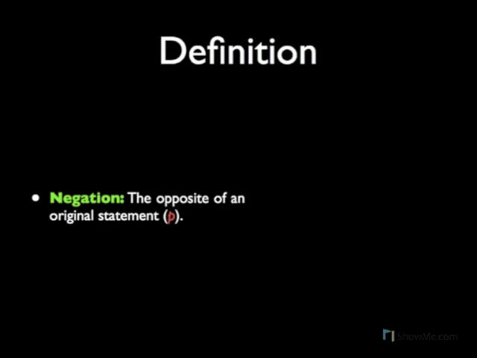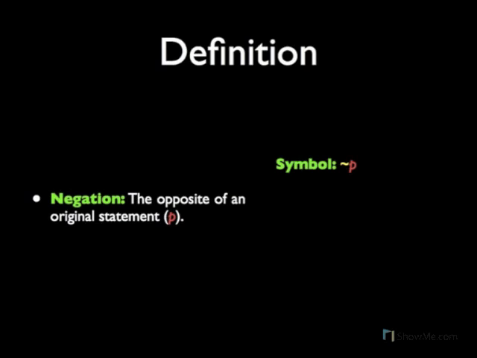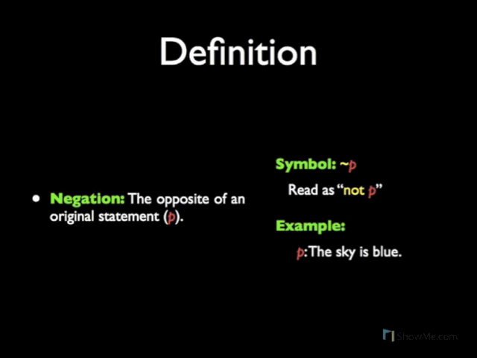It is the opposite of an original statement. The symbol for a negation is the tilde symbol. You can see the yellow tilde there before the P. We will read this symbol as "not P." And as a quick example, let's use this sentence, the sky is blue. That is our original statement. And you guessed it, the negation is the sky is not blue.